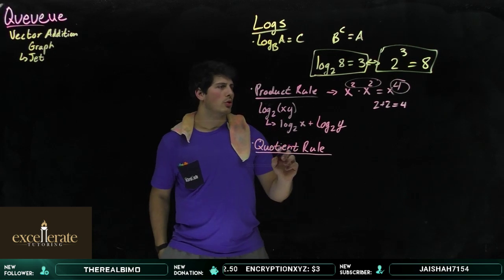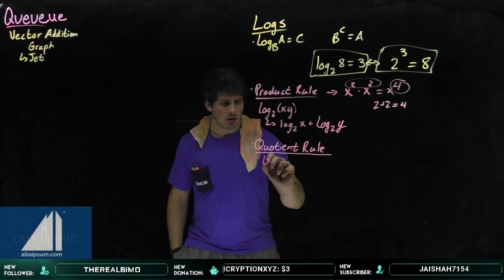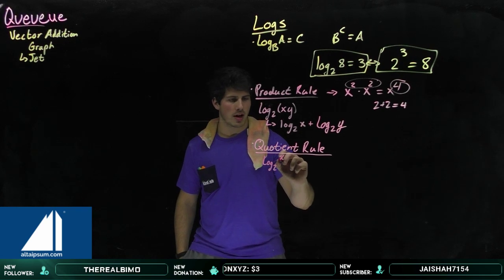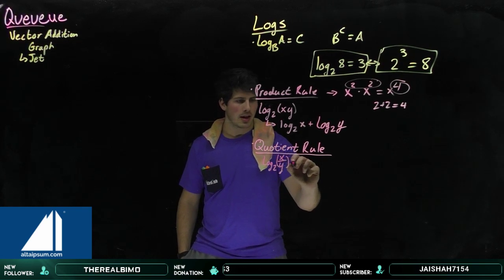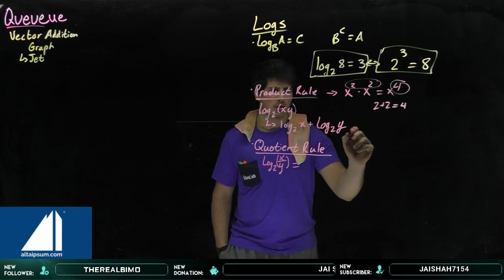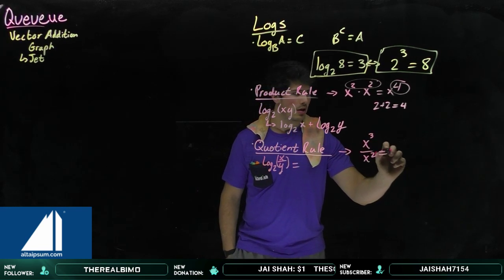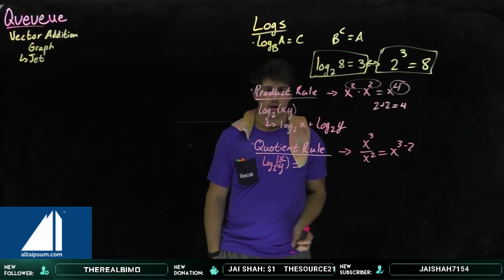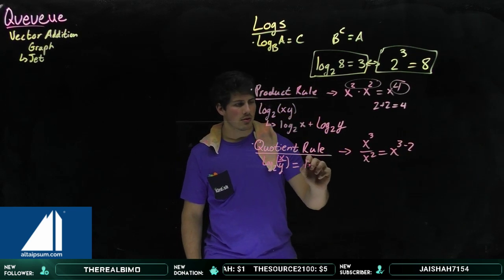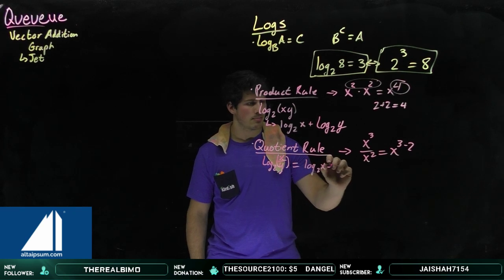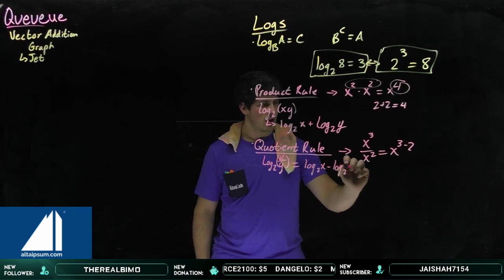All right, quotient rule, very similar. Log base 2 of x over y. If you have an exponent, x to the third over x squared, you're getting x to the 3 minus 2. Same thing here. You're now saying the log base 2 of x minus the log base 2 of y.